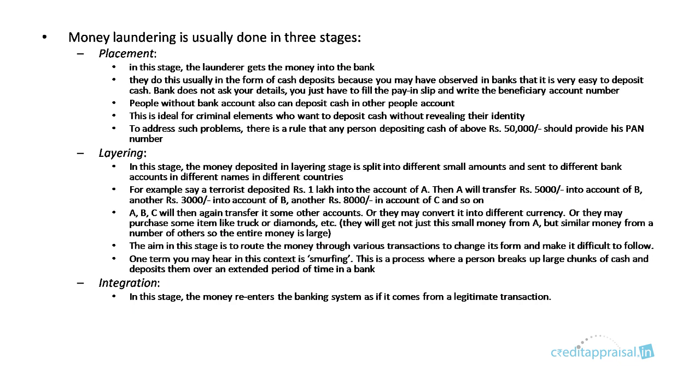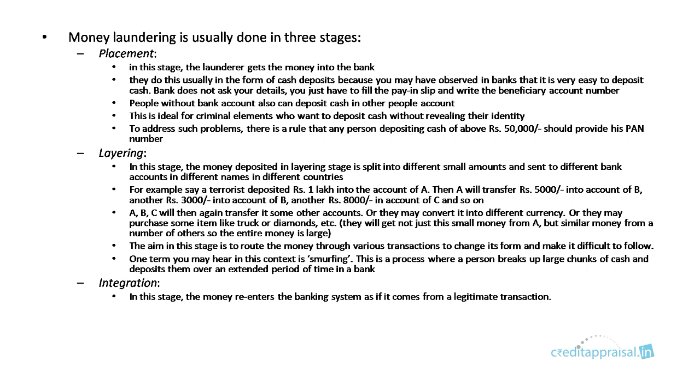To address such problems, there is a rule that any person depositing cash above 50,000 should provide their PAN number. This we discussed in an earlier chapter. The next stage is layering. In this stage, the money deposited in the placement stage is split into different small amounts and is sent to different bank accounts and different names in different countries.